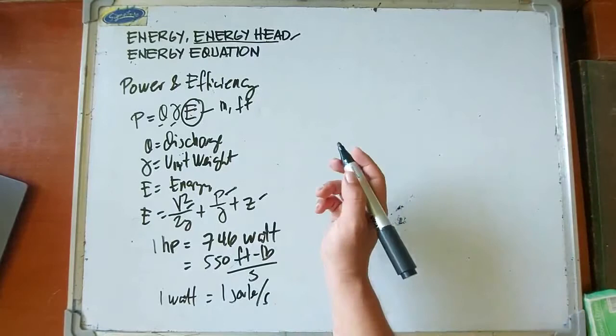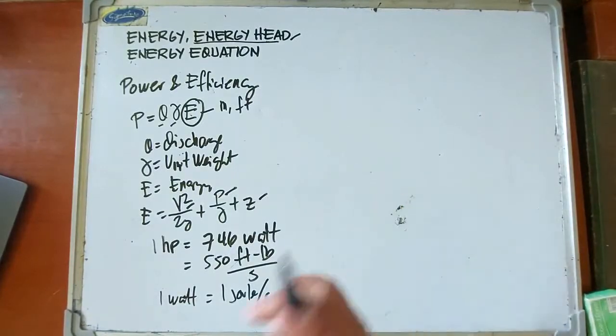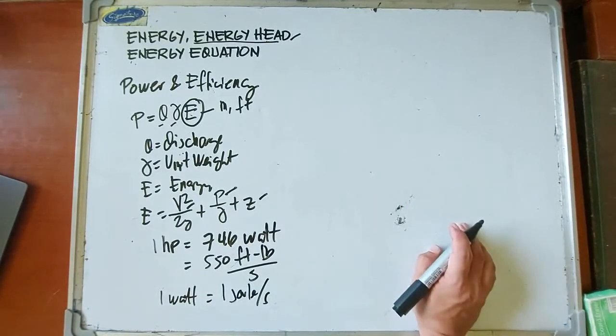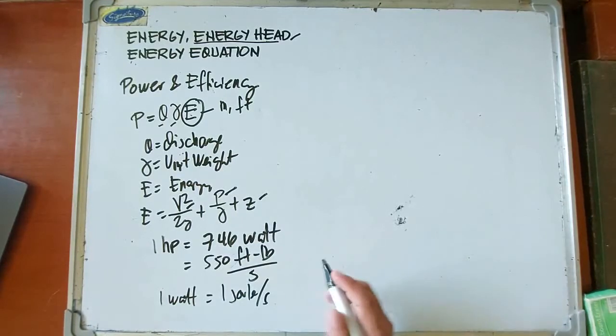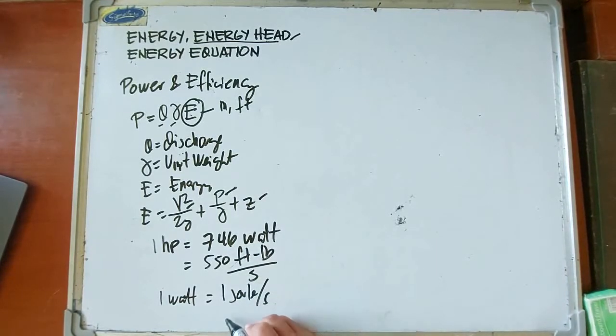Since we are dealing with rates, power is the rate at which work is done, so time is involved. A joule is equal to a newton meter. The joule is a unit for work. So newton meter per second is a watt.